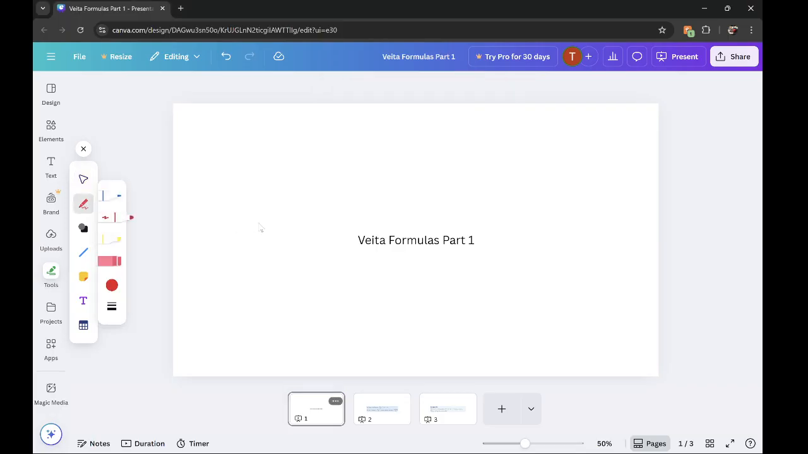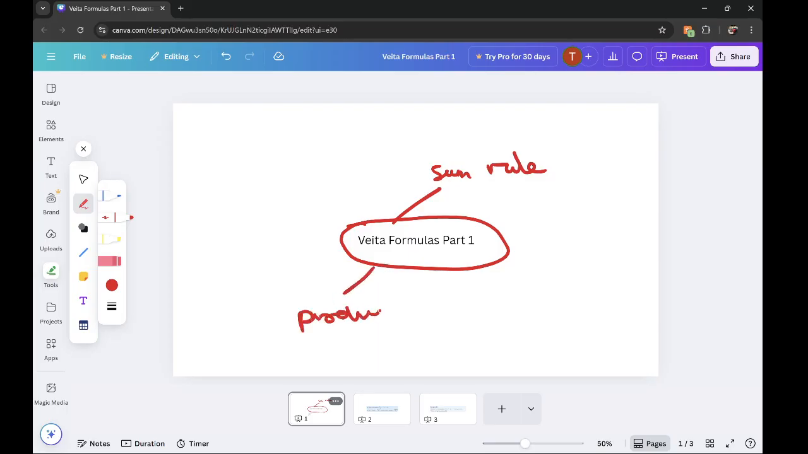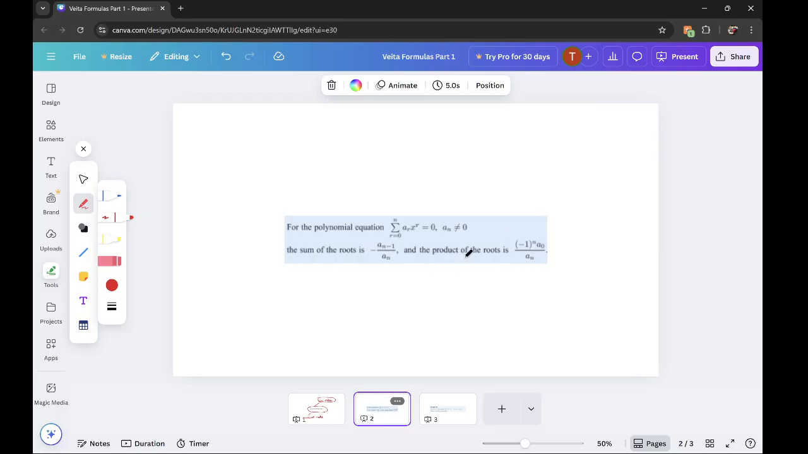Today we're going to be covering the Vieta formula, and this is part one, specifically the sum rule. There are two parts of the Vieta formula: there's a sum rule and then there's the product rule. Today we're only going to be focusing on the sum rule for this video. So let's get right into it.